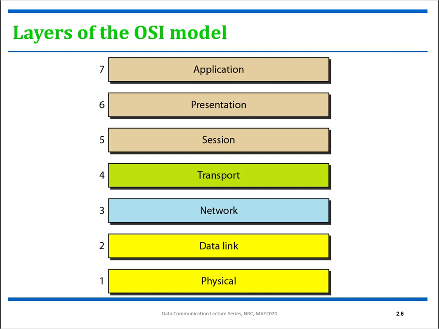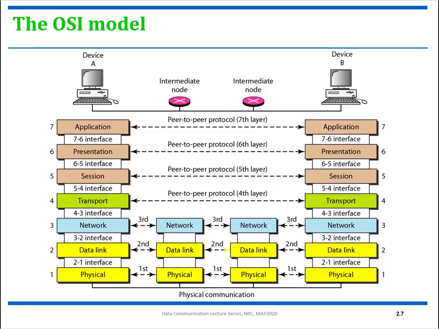If you want to send a letter to your friend, you need to follow these seven layers. You cannot ignore or jump from one layer to another. You need to follow the rules and regulations of each layer, and then you can send data from you to your friend. Now let us discuss the functionalities of each of the layers.